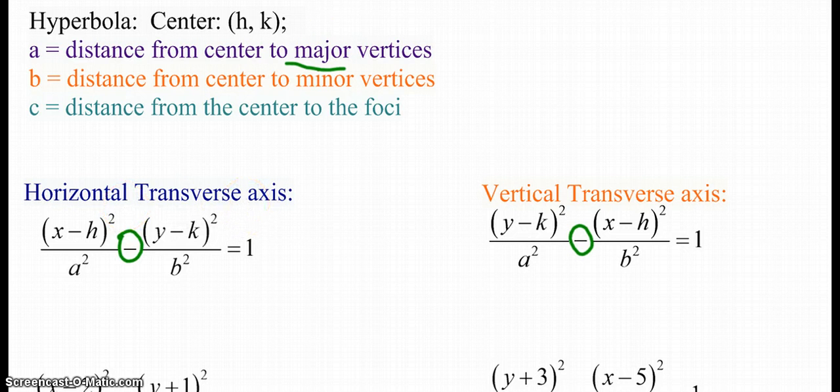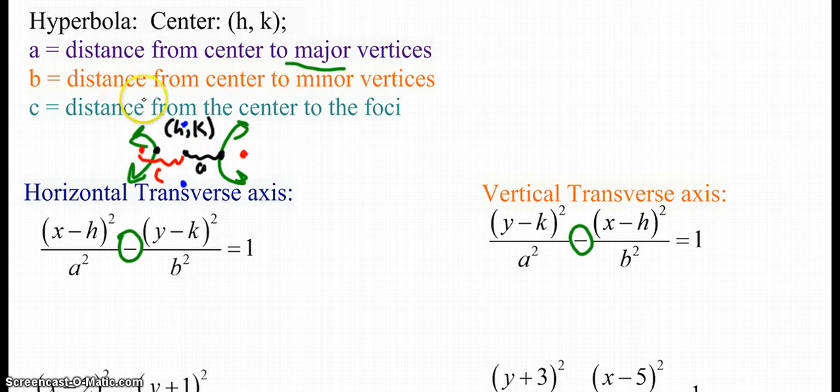So what does that look like? Horizontal would be our hyperbola in this direction. We would have some center here, (h, k). This would be our a. And then we would have some foci here and here. And we would also have a major vertex there. And then this distance here would be our c. And b would be some other distance to a point that is not actually on the graph, like here and here.